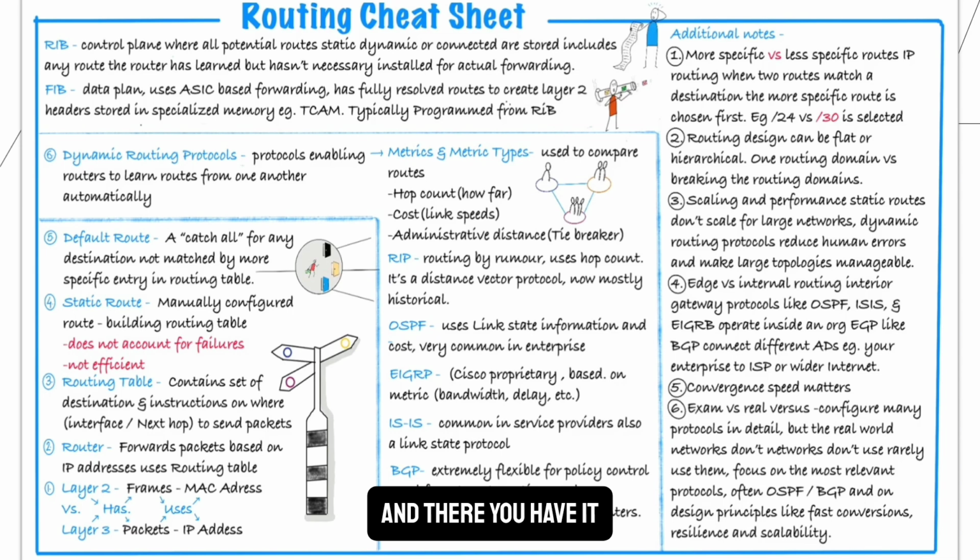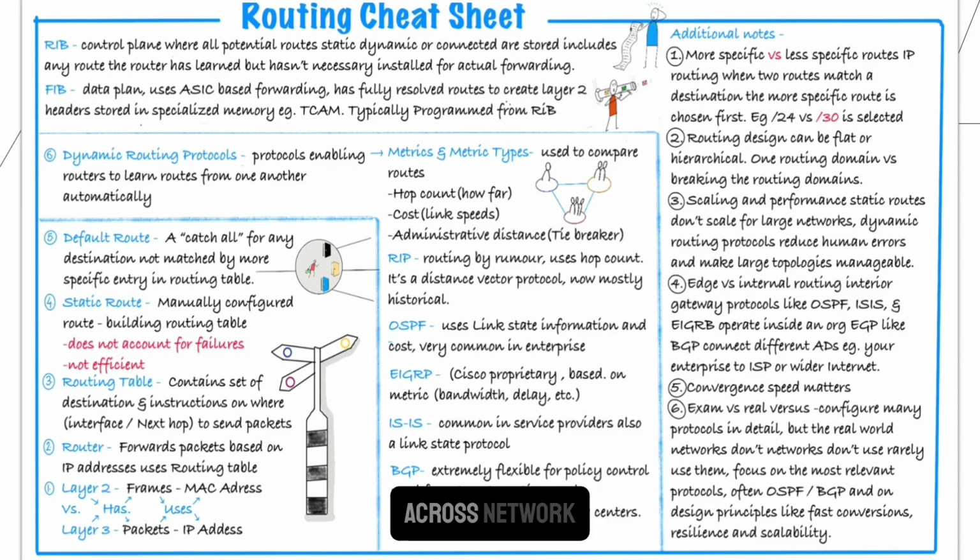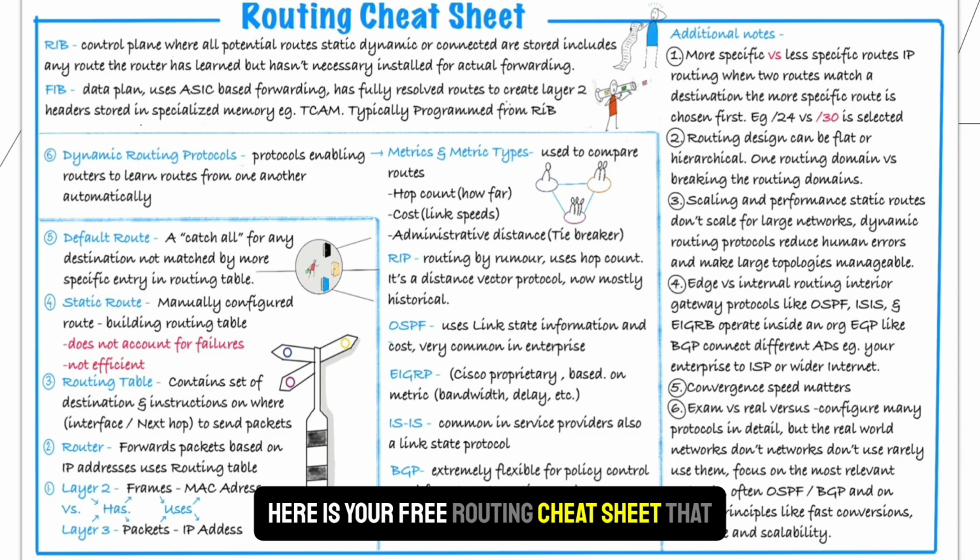And there you have it. Now you have all the essentials, no more guesswork on how data magically travels across a network. Here is your free routing cheat sheet that summarizes everything we covered, from RIB versus FIB, static versus dynamic.